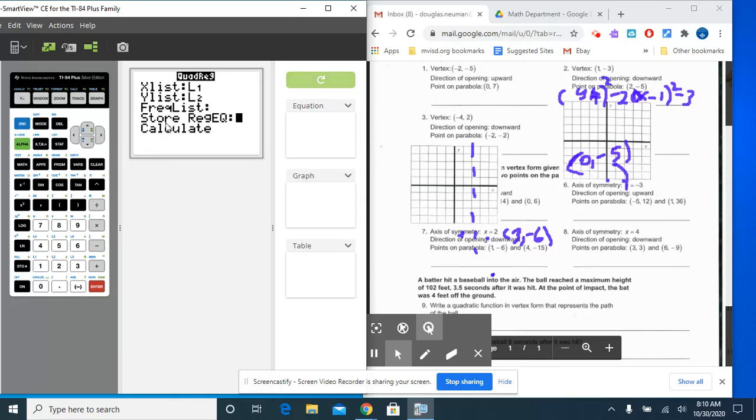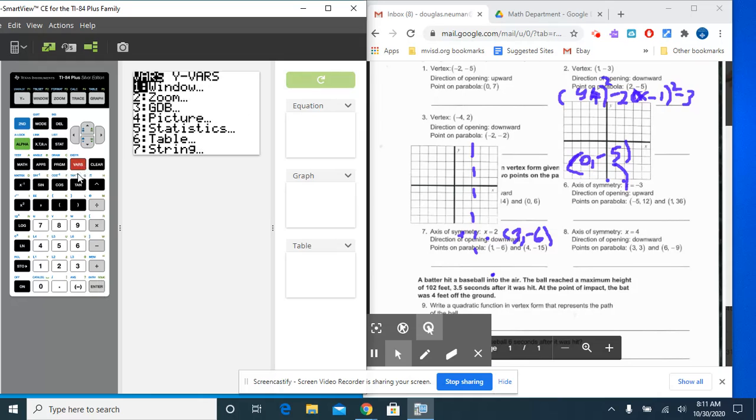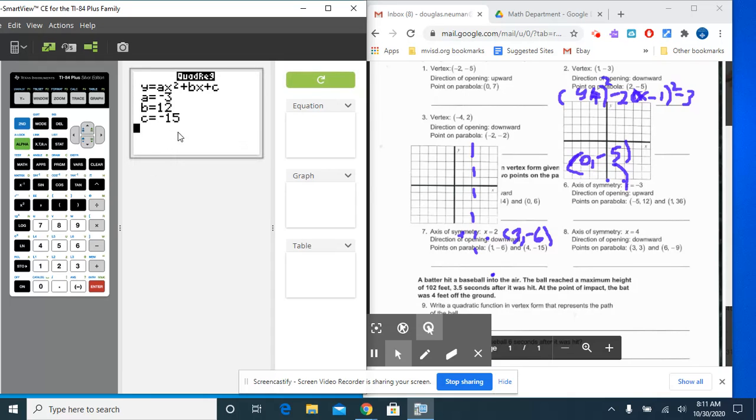When you stop at store regression equation, I'm showing you how to store it in Y1 so that you don't have to rekey it in and it'll already be there. You press the vars key and then your right arrow to Y vars, and then you just press enter until you get an equation, and it goes through the whole sequence and stores it in Y1. So there's my equation, -3x squared plus 12x minus 15.